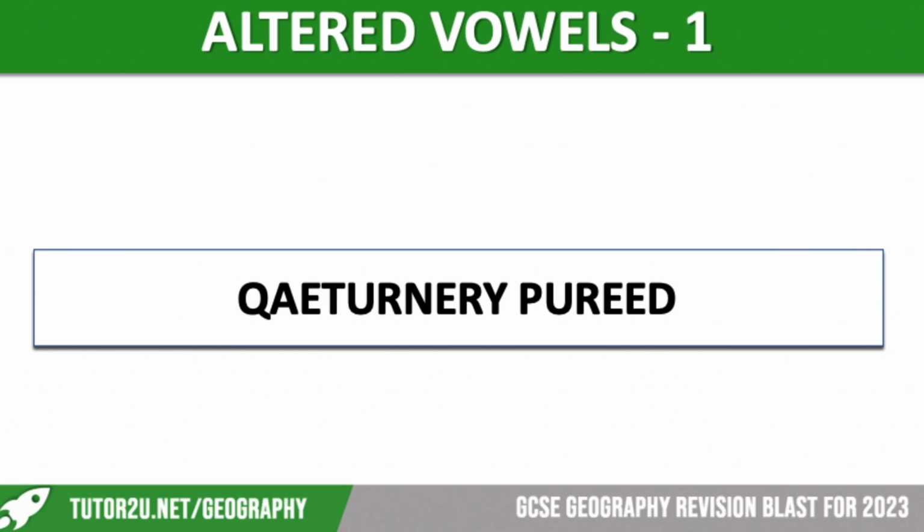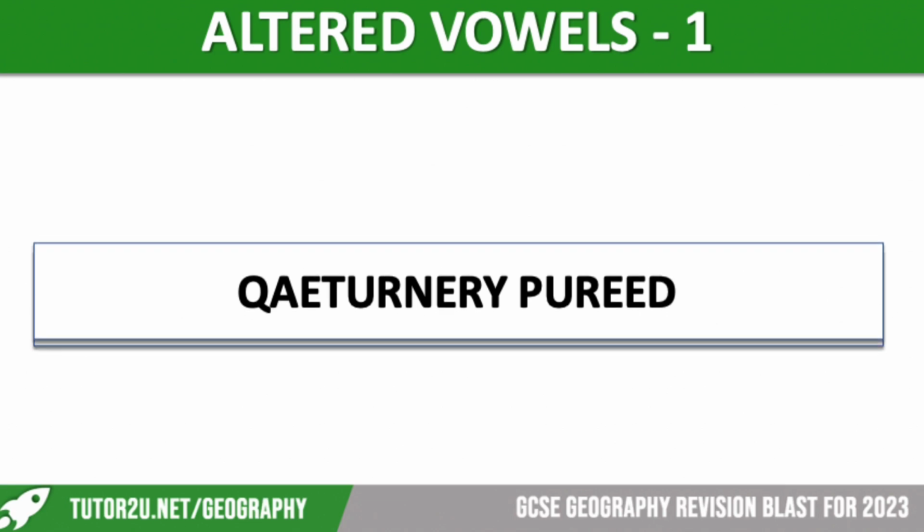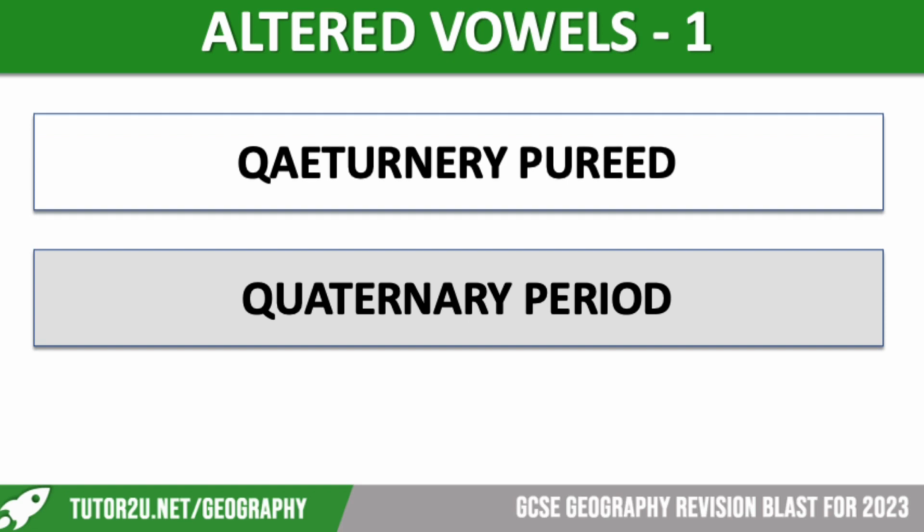Have you worked it out? Let's reveal. It is the quaternary period, and it's a period covering the last 2.8 million years, characterized by cycles of glacial and interglacial periods.